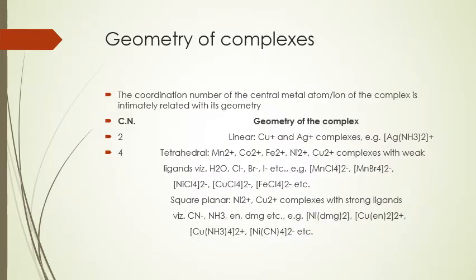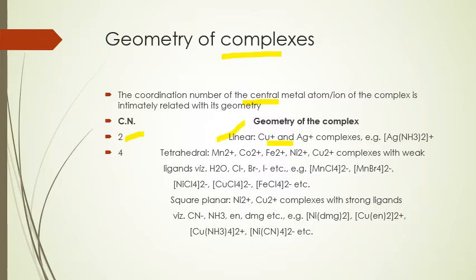So now let's understand the geometry of the complexes. The geometry of the complexes depends on the coordination number, as we have seen, of the central metal atom or ion. So it will decide the geometry. If the coordination number is 2, the geometry is linear. Generally the complexes with the oxidation state copper 1 plus and silver 1 plus form linear complexes.